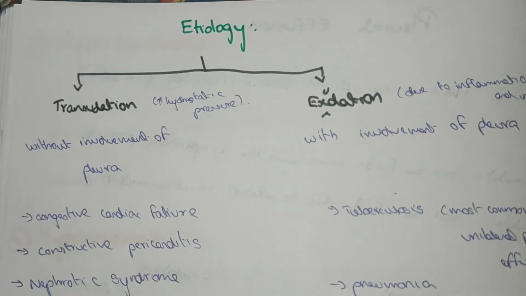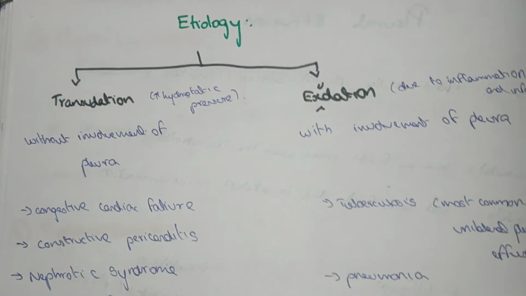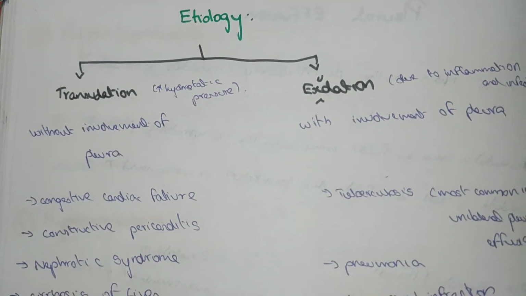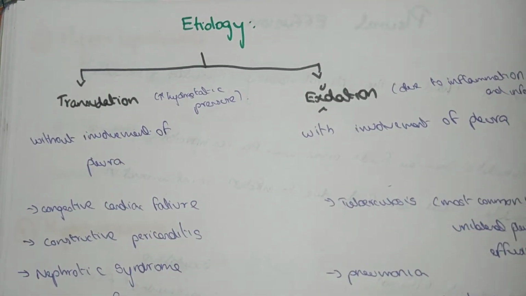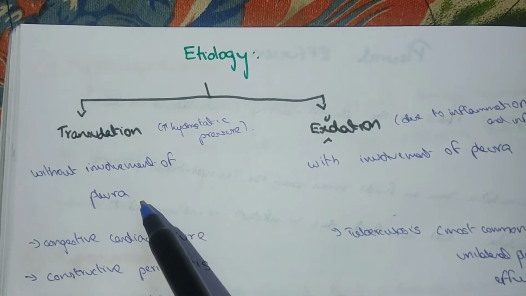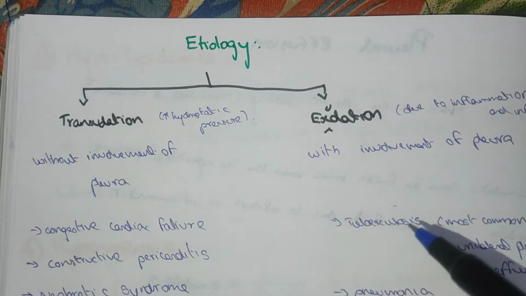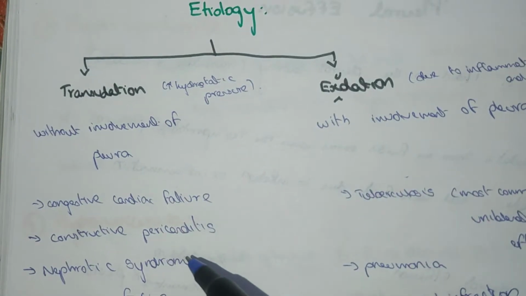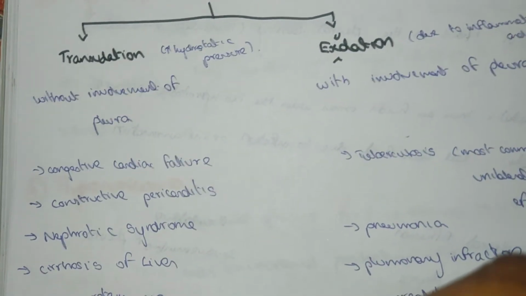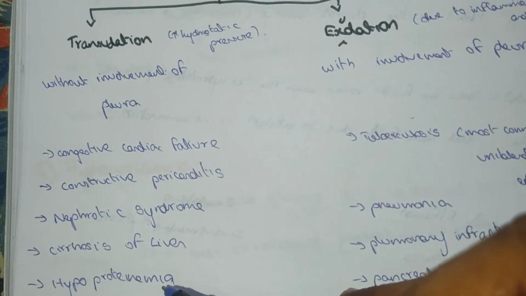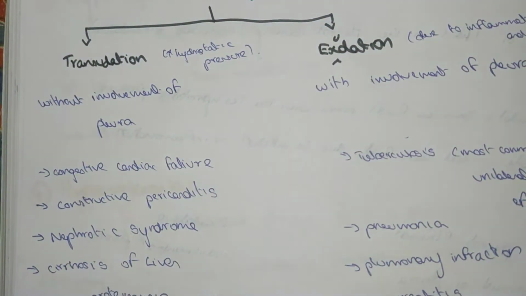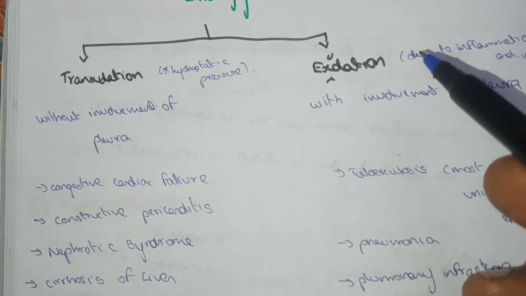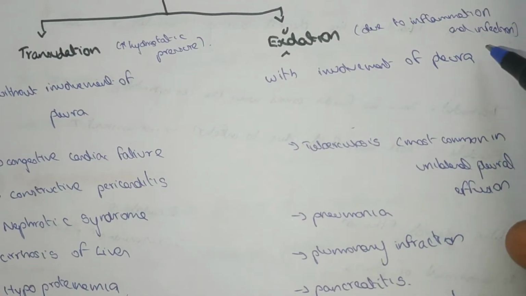Now we will see the etiology, the transudative and exudative causes. The transudative means when there is increased hydrostatic pressure, and the exudate is due to infection and inflammation. Transudate is without involvement of the pleura, and exudate is with involvement of the pleura. In transudate: congestive cardiac failure, constrictive pericarditis, nephrotic syndrome, cirrhosis of liver, hypoproteinemia. These are the conditions which come under the transudative because of increased hydrostatic pressure. Now we will see the exudation due to infection or inflammation.